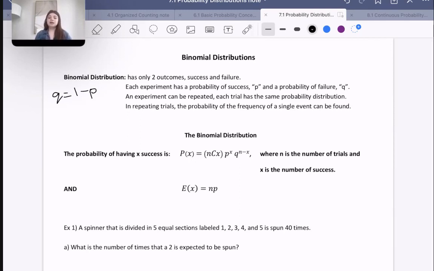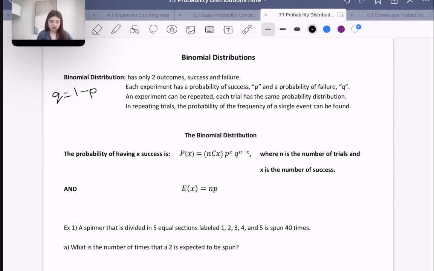The experiment can be repeated, and each trial has the same probability distribution. And then in repeating the trials, the probability of the frequency of a single event can be found. So, let's translate that a little bit to English. Basically, what it's saying is that we can do the same thing over and over. So we could roll a die over and over again, and we could define even numbers as successes and odd numbers as failures, and we can find the probability that if we roll the die 5 times we'll get exactly 2 successes, for example, or exactly 1 success, or exactly all 5 successes, or anything like that would be an example.